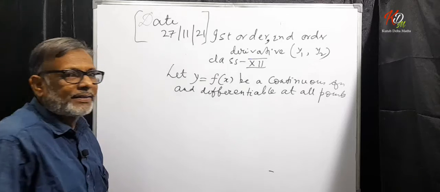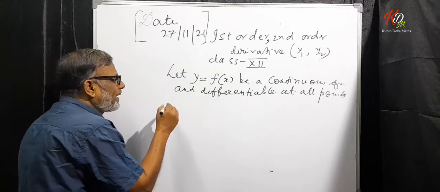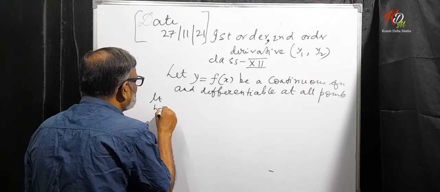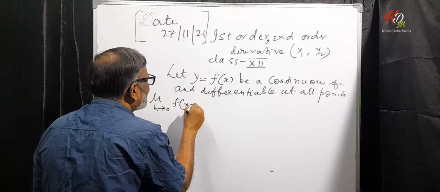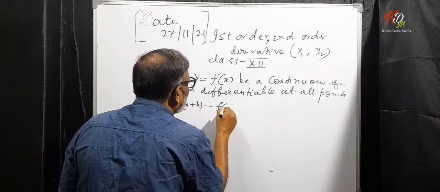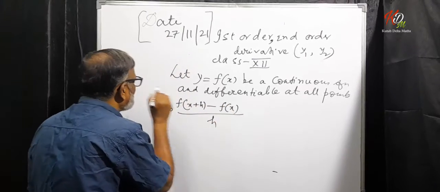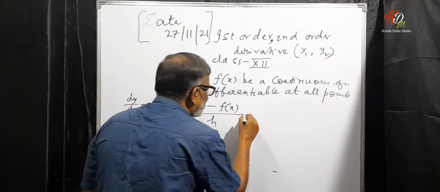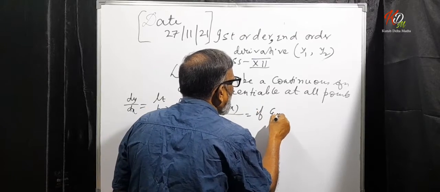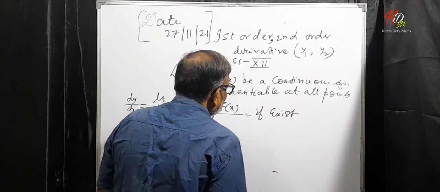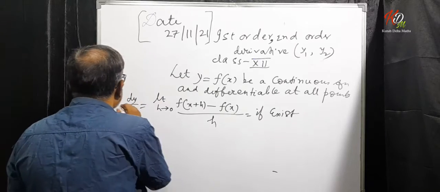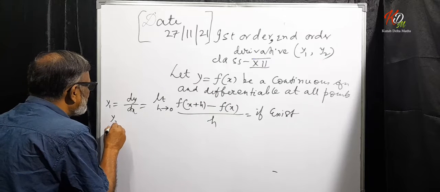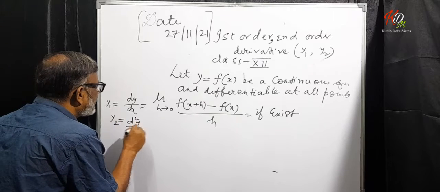We know that the definition of differentiation is limit h tends to 0 of f(x plus h) minus f(x) by h, dy/dx, if it exists. It is represented as y1, also represented y2, d square y by dx square.